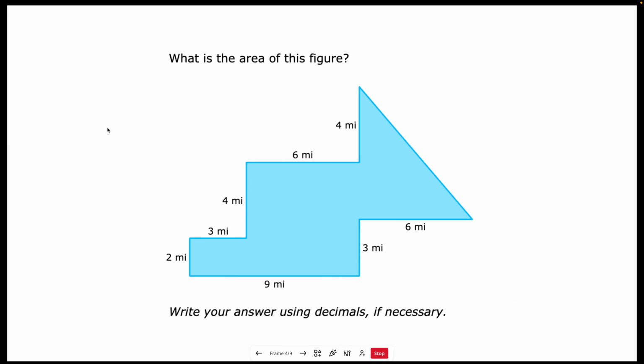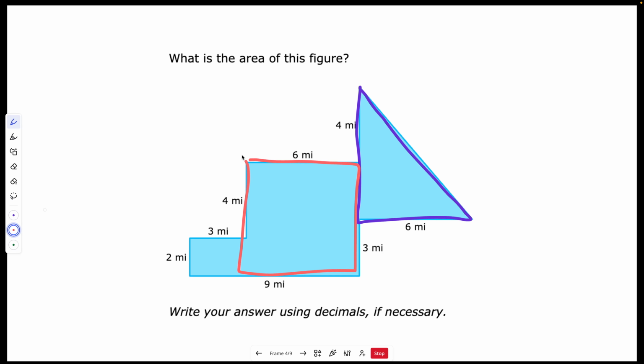Here we go. So it says, what is the area of this figure? And this is not a shape that we have a set formula for. However, what we can do is basically cut this shape into smaller shapes that we know how to do. For example, if I were to cut right along this line and cut out this shape, this is now a triangle, and I know how to find the area of a triangle, okay? And similarly, we can cut out this shape here, and we can cut out this shape here.